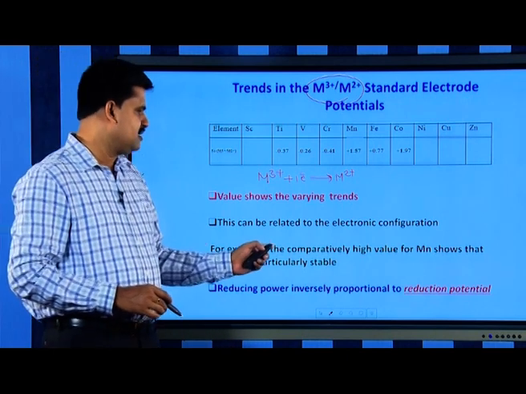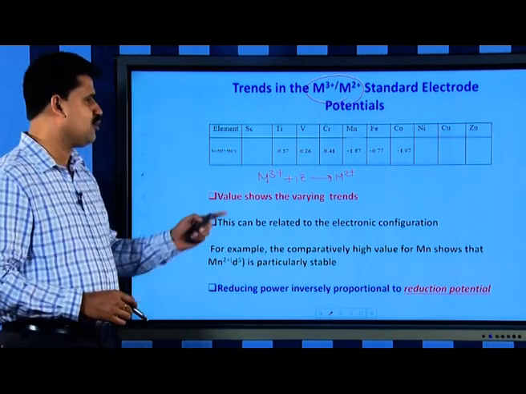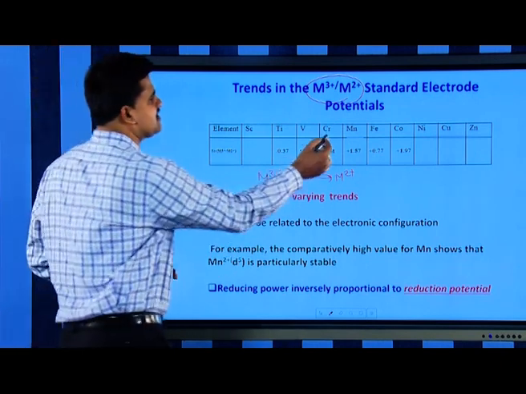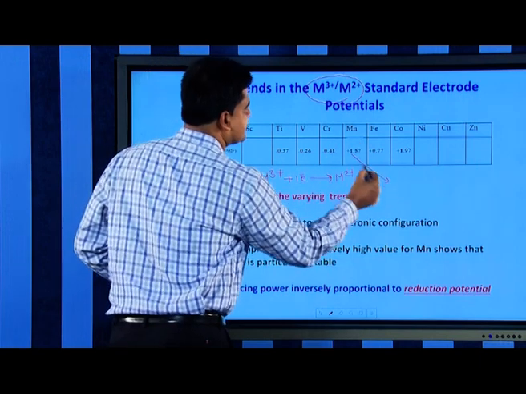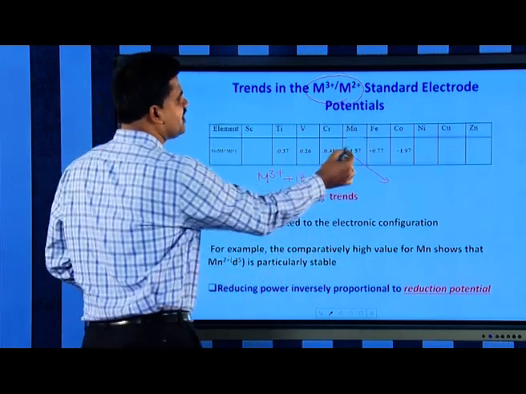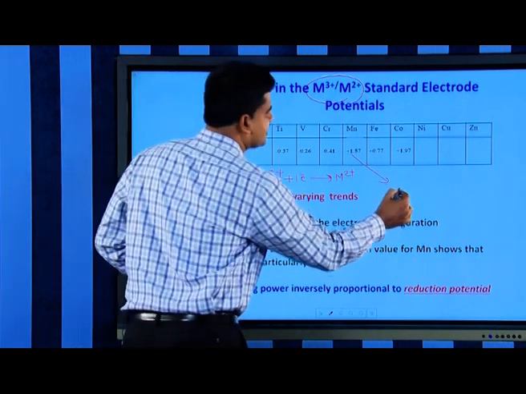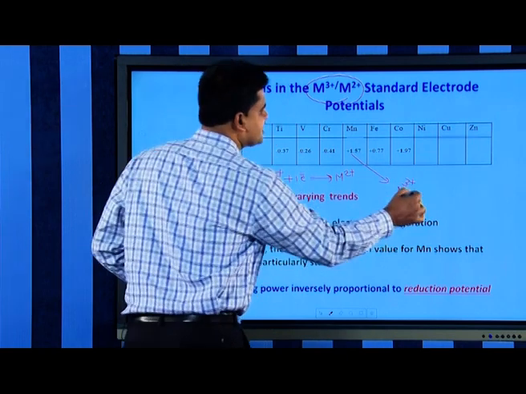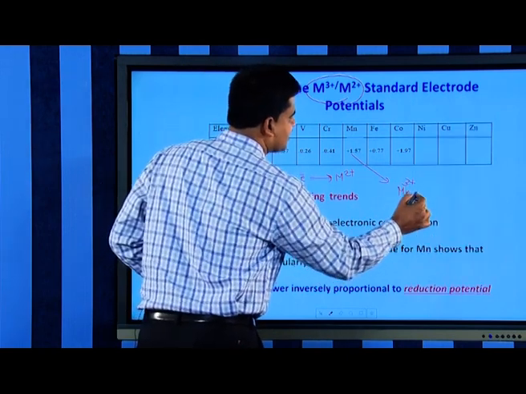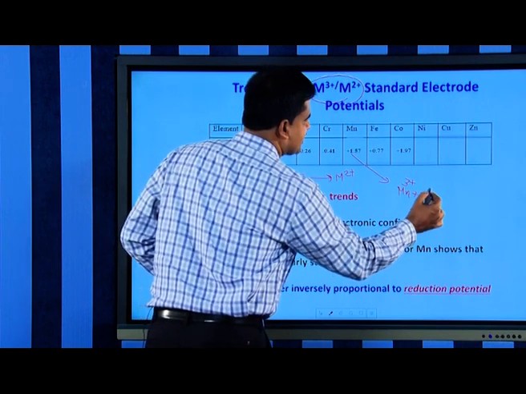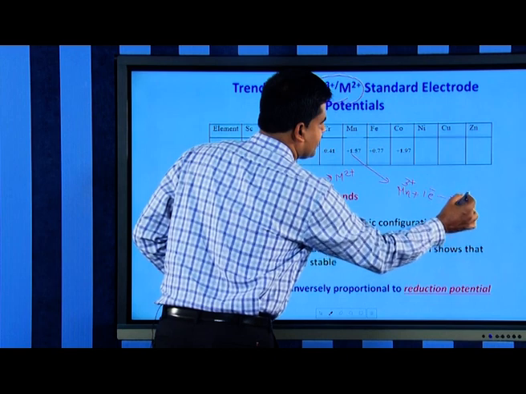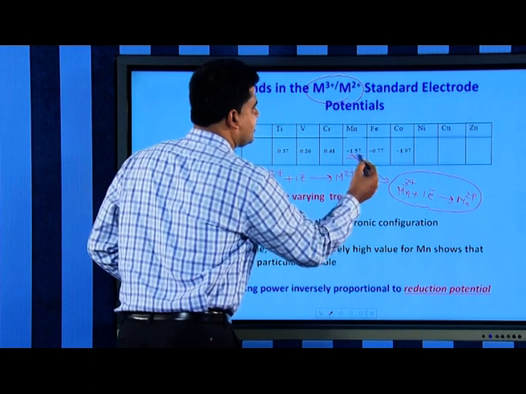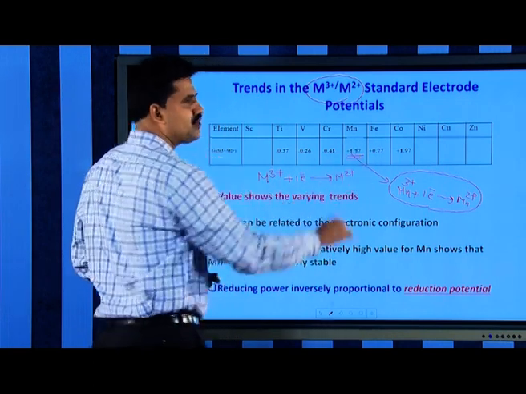For example, the comparatively high value of manganese shows that Mn2+ is particularly stable. Let us take the case of manganese, and this plus 1.57 value simply indicates that manganese is now present in the +3 state, and we are measuring the conversion possibility. Mn3+ plus 1 electron gives Mn2+. This conversion possibility is very high because its value is plus 1.57.